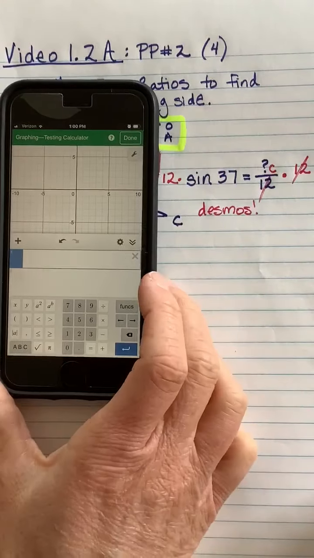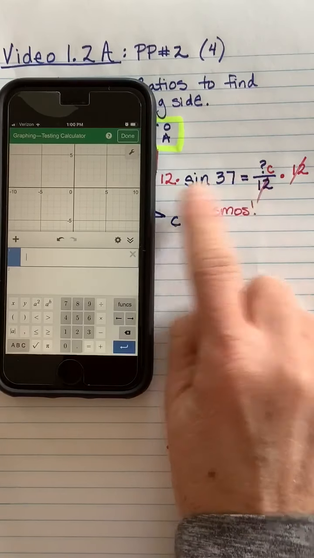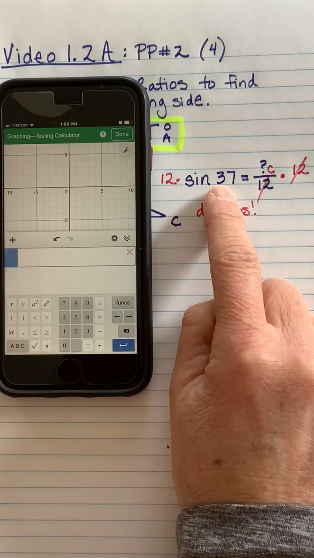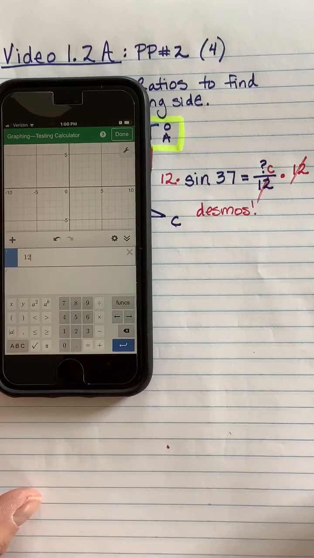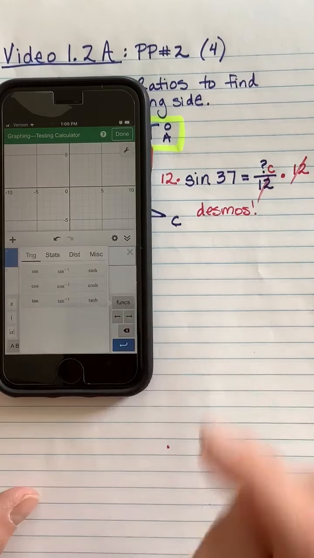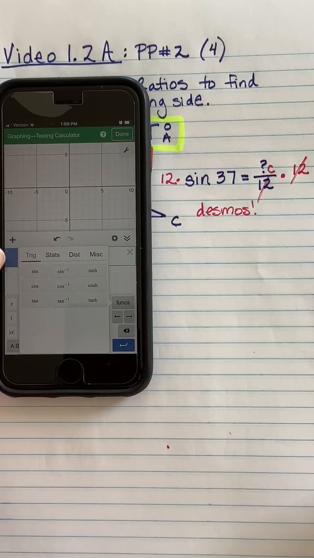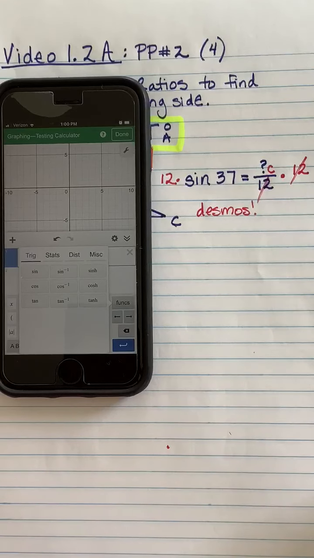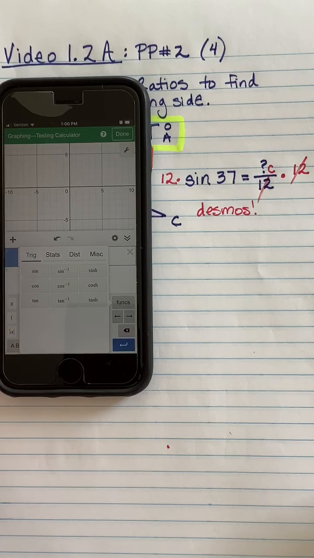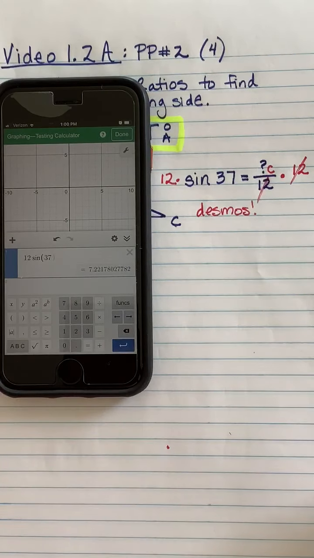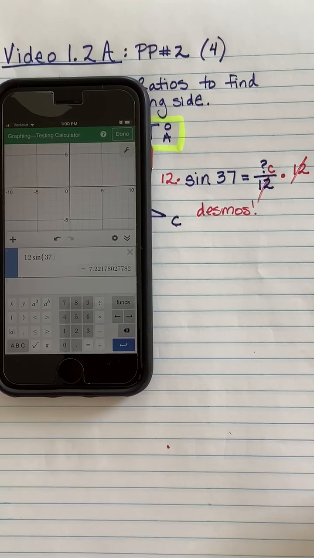All right, so I know I'm in degree mode and I've already done the thinking. Now all I have to do is evaluate: what's 12 times the sine of 37? I'm typing in 12, and now I'm going to funcs, because all my fun stuff is found in funcs. There's your trig. We've been dealing a lot with miscellaneous to find our logarithms, but trig is right there for you. I'll pick the appropriate sine. So 12 times the sine of 37 degrees is right there, 7.22.